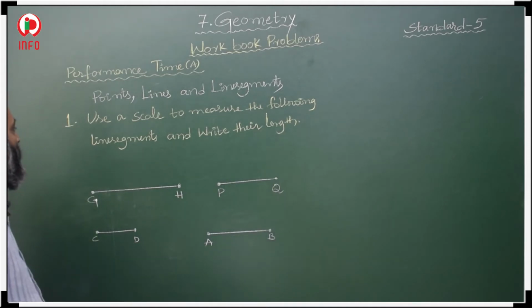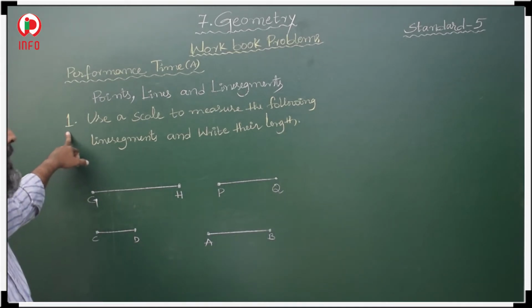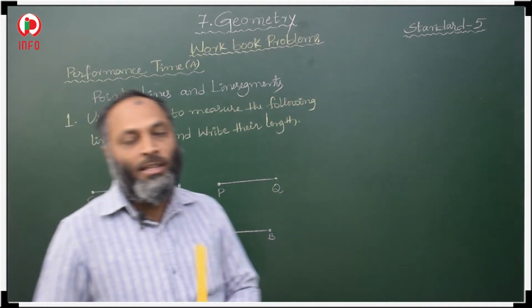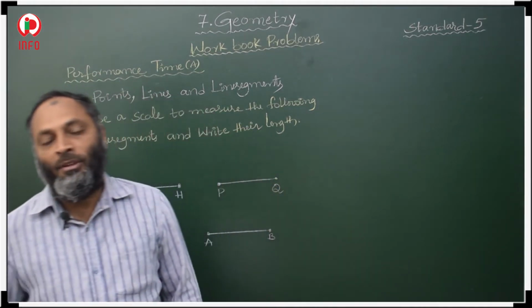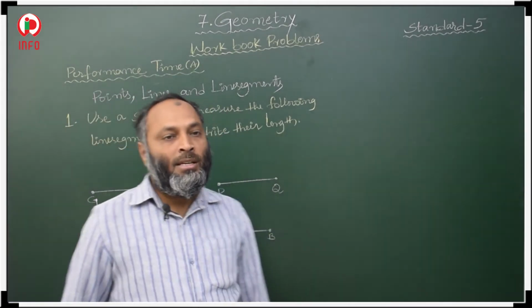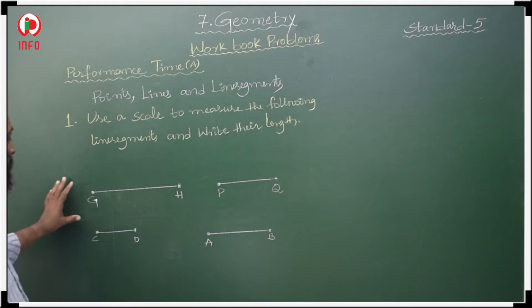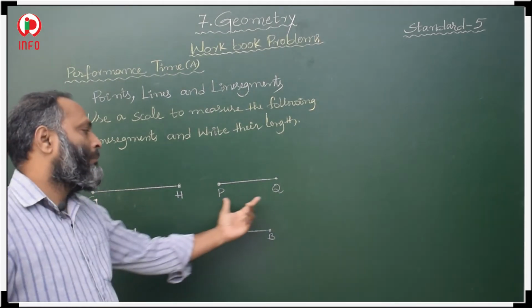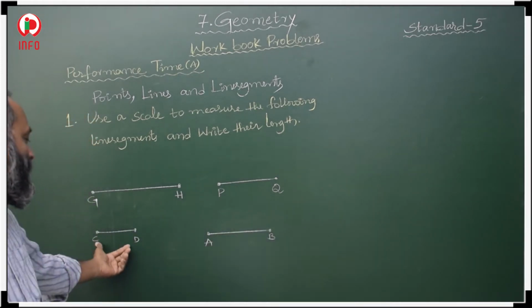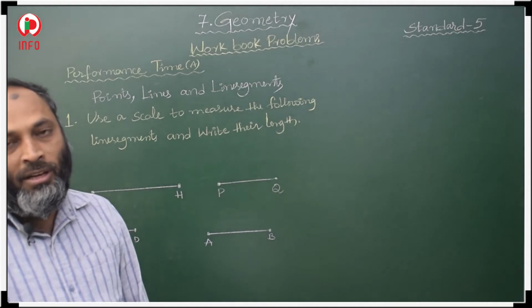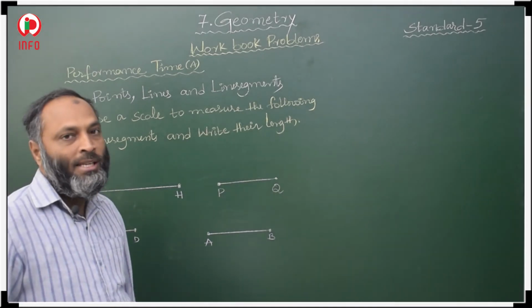See here. The first question: use a scale to measure the following line segments and write their length. So using this scale, we have to measure the line segment length. How to measure line segment length? Here in your textbook, four line segments are given. GH is a line segment, PQ is a line segment, CD is a line segment, AB is a line segment. Total 4 line segments are given, and he is asking for their lengths.